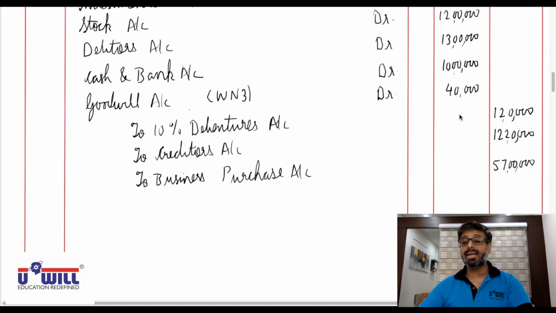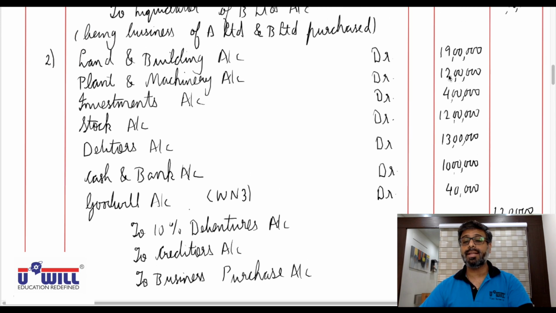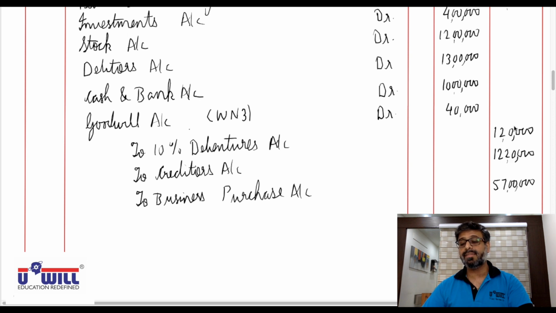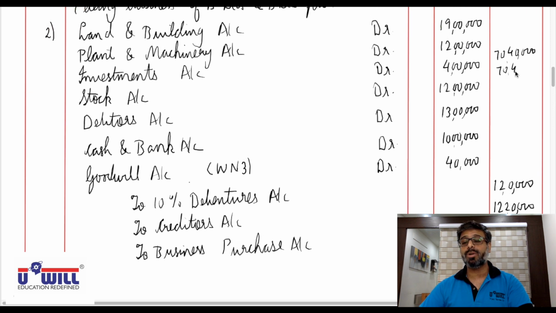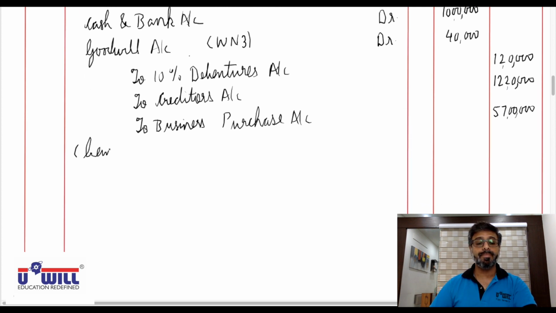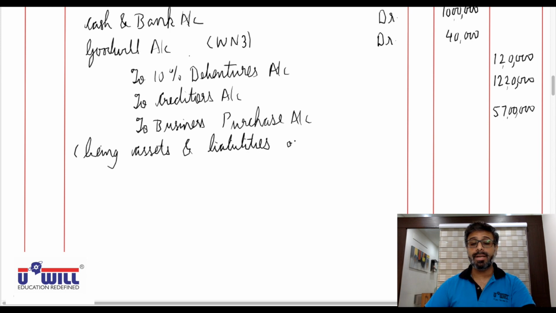Now all of you can cross check. Debit will be coming equal to credit. So 19, 31, 35, 47, 60, 70, 70 lakh 40,000 is debit side total, and credit side also 57, 69, 70 lakh 40,000. So debit total must be equal to credit total. Whenever you do this second journal entry, just verify it, as it is a very lengthy entry. So there should not be any mistake in that. Being assets and liabilities of A Limited and B Limited taken over.